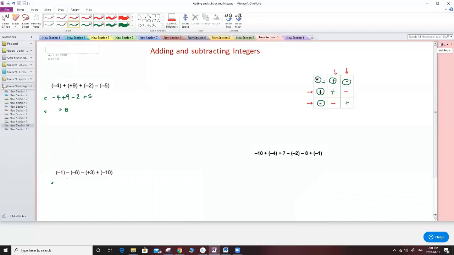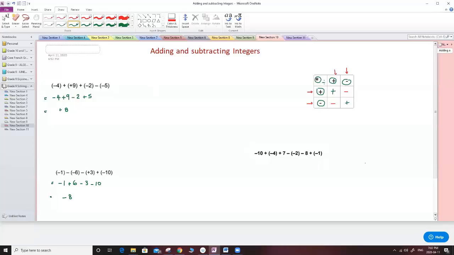The same thing here. Since the negative 1 is by itself, I leave it as it is. Negative and negative, they are the same sign, so it's going to be positive 6. Negative and positive, they have different signs, so it's going to give me negative 3. And positive and negative, different signs, so it will give me negative 10. Here I can start now to combine everything. Negative 1 and positive 6 gives me positive 5, minus 3 is positive 2, minus 10 is negative 8.